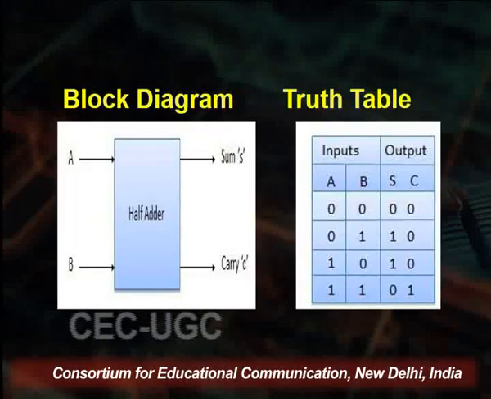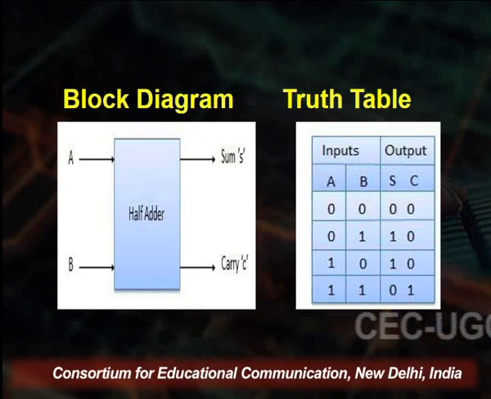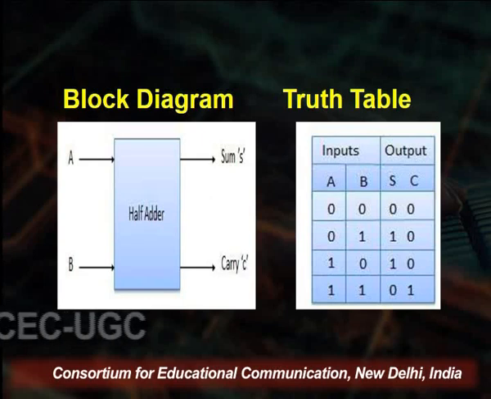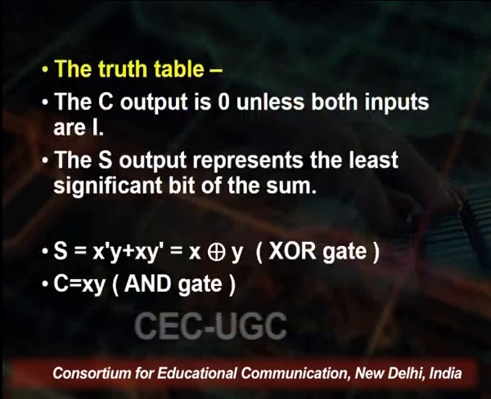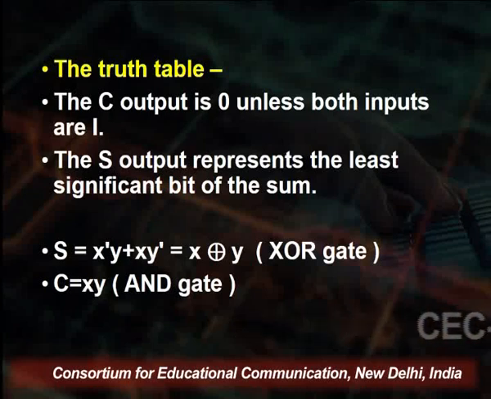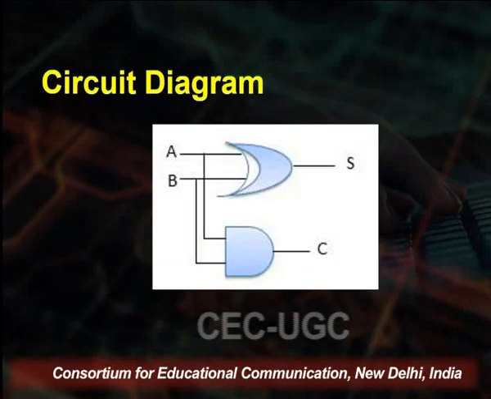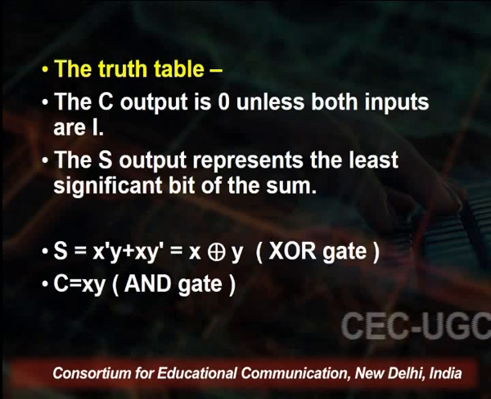Look at the truth table again. So we just did this. All three outputs for carry are 0. Only the last one is a 1 because you have both the inputs A and B as a 1 each. The S output represents the least significant bit of the sum, and the carry is represented by the AND gate. That is how a half adder circuit works.